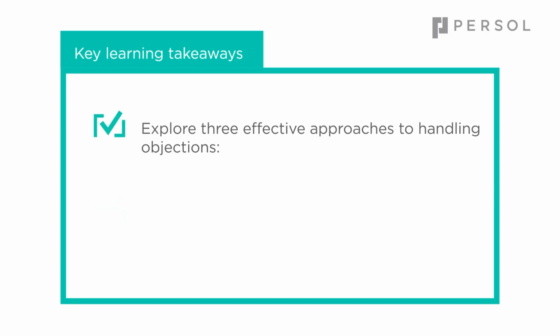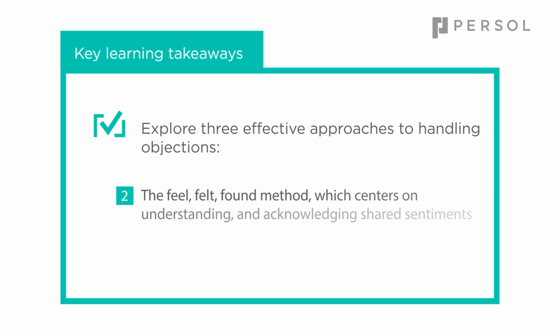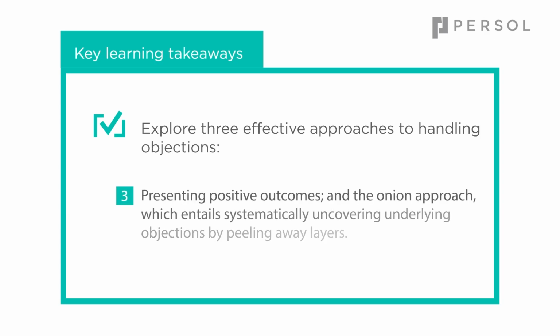Explore 3 effective approaches to handling objections. The Positive Behavior Toolbox, which involves employing empathy, probing hypothetical questions, and future planning. The feel, felt, found method, which centers on understanding and acknowledging the shared sentiments and presenting positive outcomes. And the onion approach, which entails systematically uncovering underlying objections by peeling away layers.